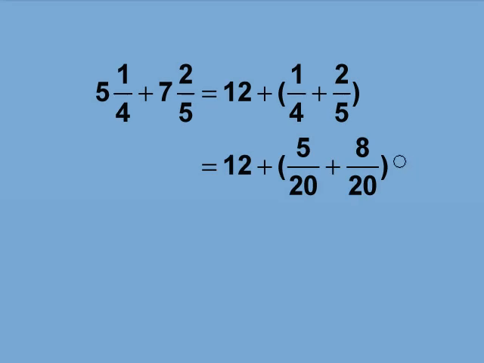We can now add the fraction parts and then combine the sum with the whole number part. The result is 12 13/20.